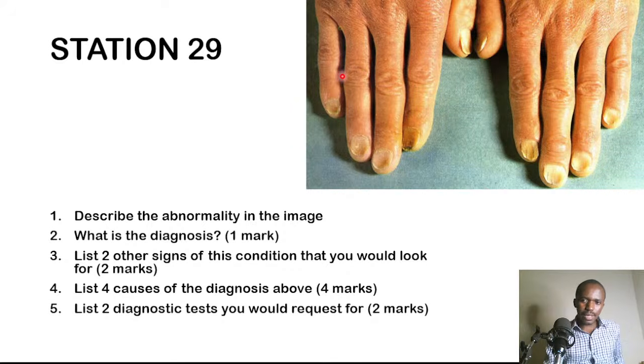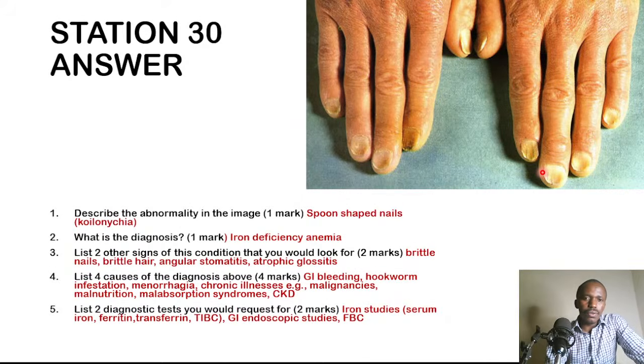So as you can see here, these nails look like a spoon. So this is what is referred to as koilonychia. So your koilonychia is pretty much your spoon-shaped nails. That's seen in iron deficiency. And the other features that the patient may have are things like brittle nails. They may have brittle hair. They may have angular stomatitis. They may even have a bald tongue, which is known as atrophic glossitis.